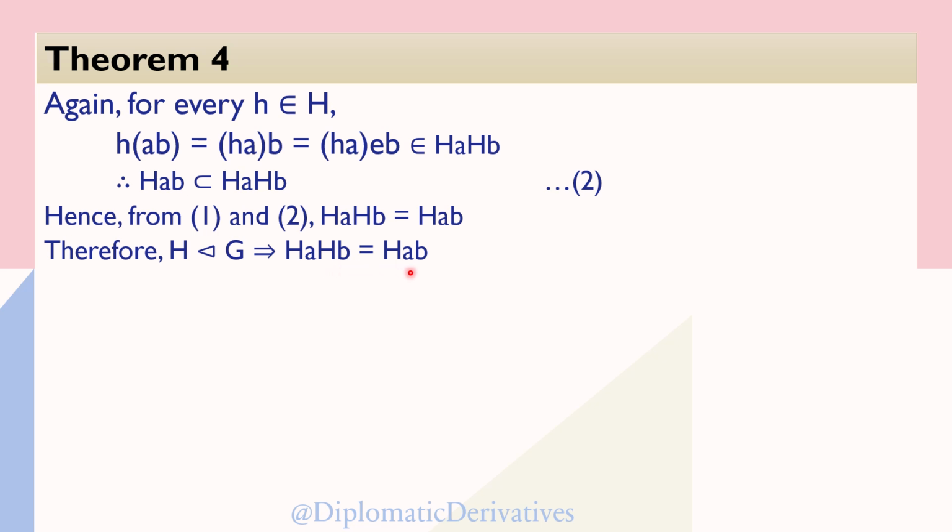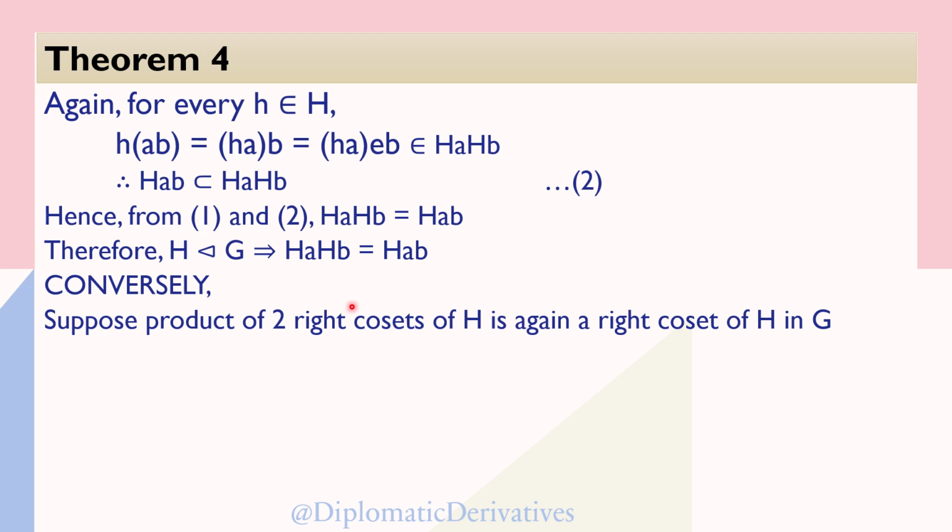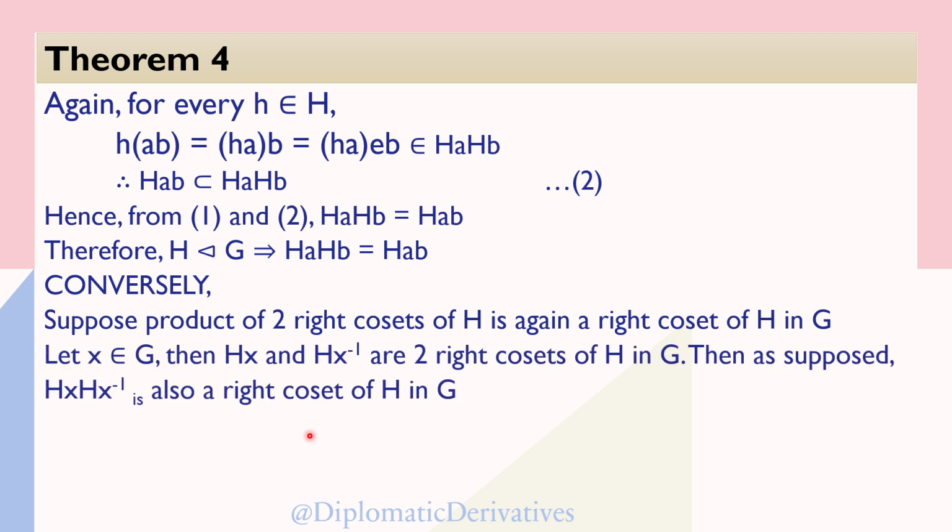Next we take the converse. Now we suppose that the product of two right cosets is again a right coset. We suppose this, and we have to prove that H is a normal subgroup of G. Now we take two right cosets. Let's suppose we take those two right cosets as Hx and Hx inverse.